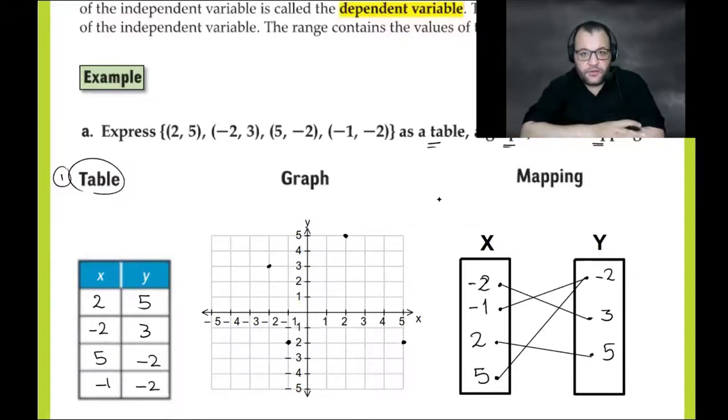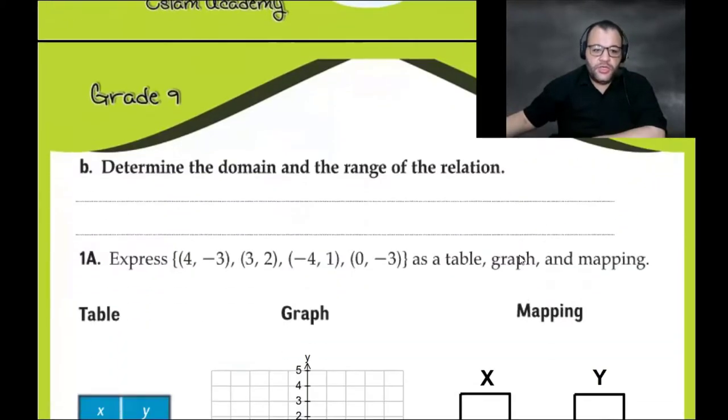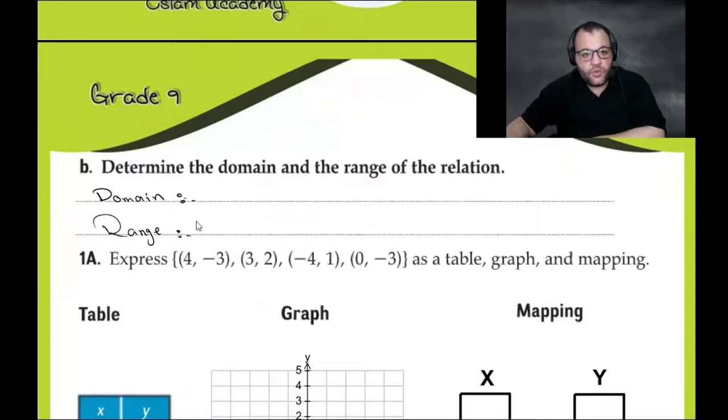Can you solve? Yeah, we can solve. Okay. So I will solve B, then we can continue. We need to determine the domain and the range for each relation. Where is the domain? The domain is the coordinate for X, and the range is Y.